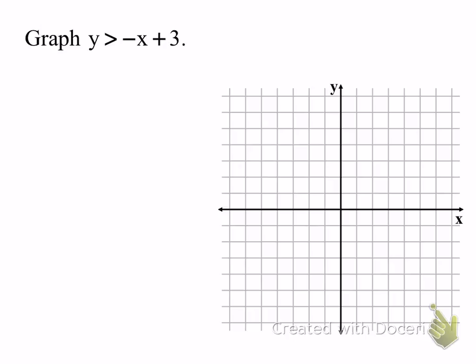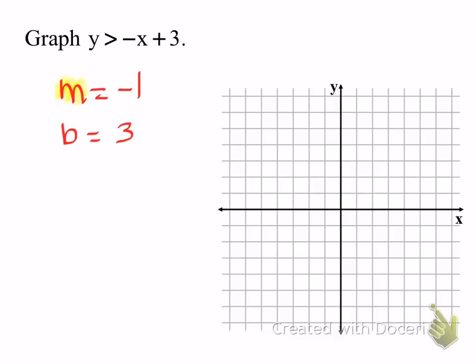So again, what am I going to do first? Step 1: find the M and B. Good. Always write the equation. M is negative 1. My B is 3. Good. Will it be solid or dashed? Solid. Why do you say dashed and he says solid? What makes it solid? What makes it dashed?